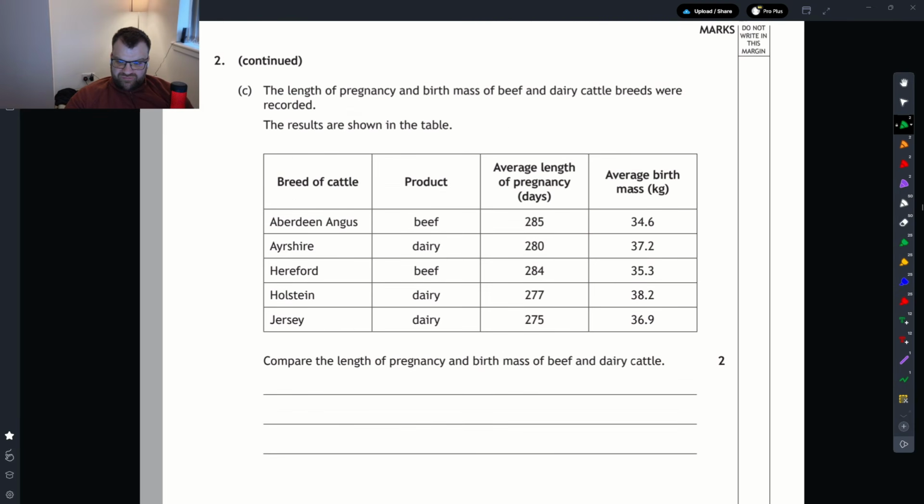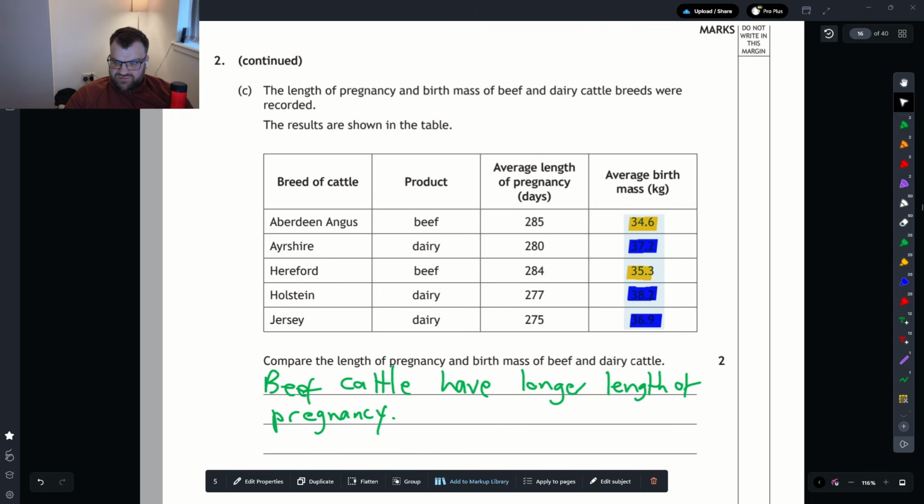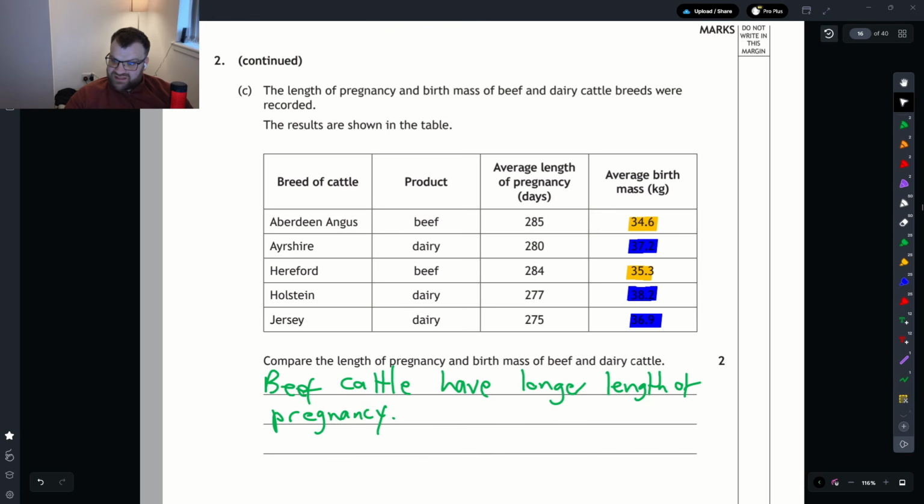Compare the lengths of pregnancies in beef and cattle. Watch out here that we have got a couple of them kind of separated for that. Okay, so the beef ones are both of the highest values. So beef cattle have longer length of pregnancy. And then the second part they're asking is about the birth weights. Let's go over birth masses.